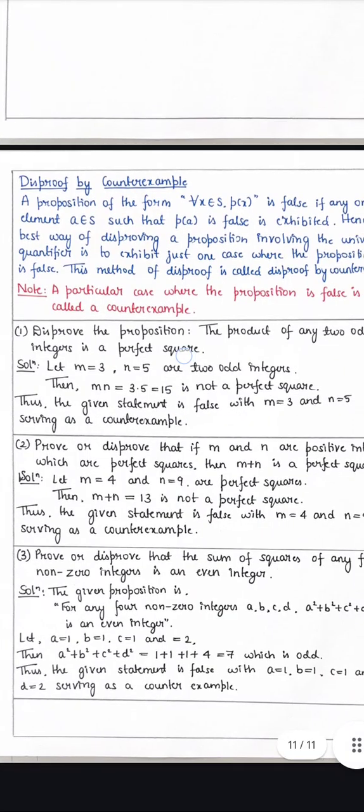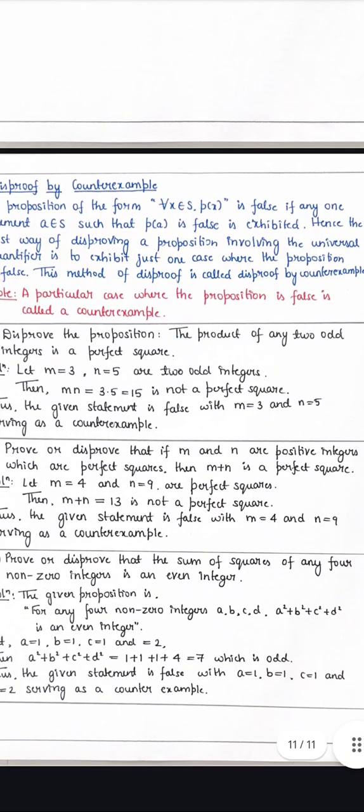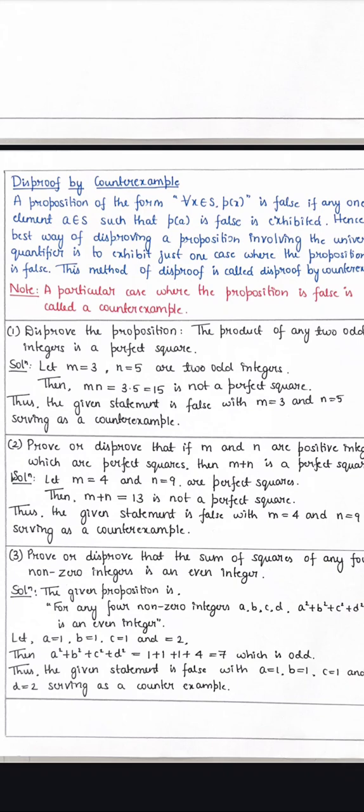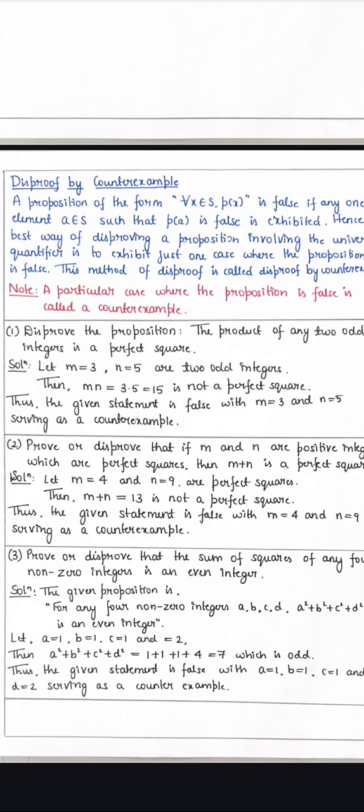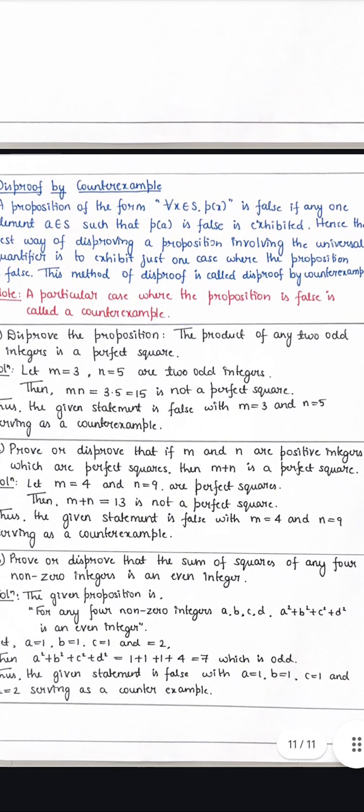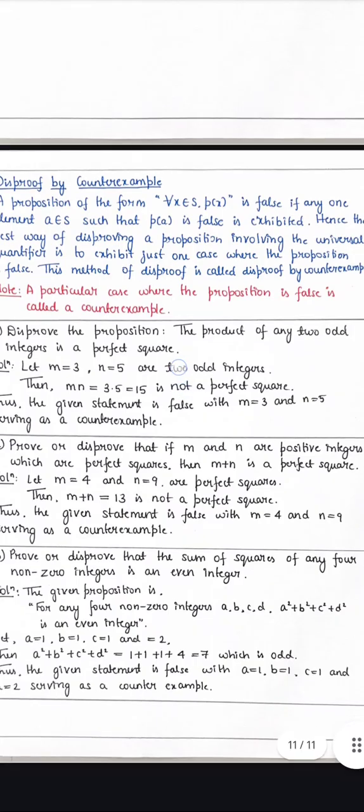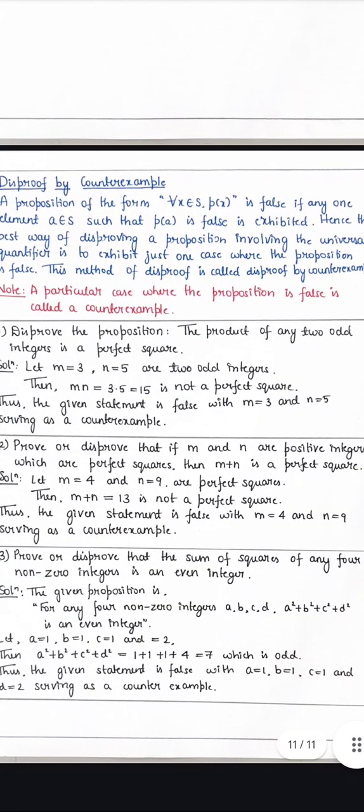Prove or disprove that the sum of squares of any four non-zero integers is an even integer. Disprove. For any four non-zero integers a, b, c and d, a square plus b square plus c square plus d square is an even integer, according to the claim. Let us take a equals 1, b equals 1, c equals 1 and d equals 2.